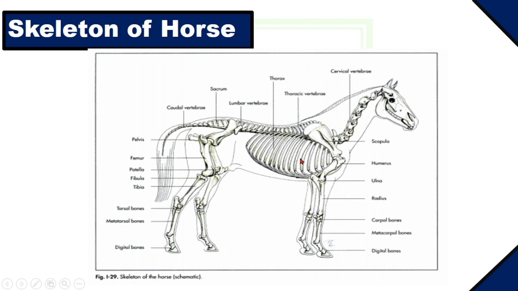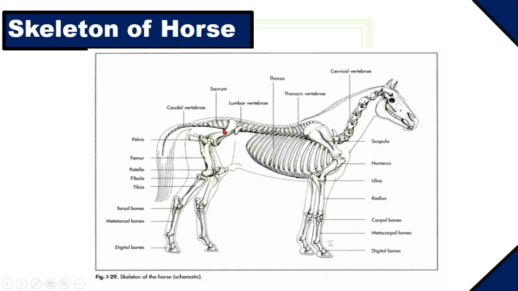This one is the rib cage, and the sternum is not clear in this picture. Now limbs. This one is the forelimb, and this one is the hind limb. This one is the scapula bone. This one is the humerus. This one is the radius ulna bone. This one is the carpal bones and metacarpal bone, and this one is the digit bone, which consists of phalanges.